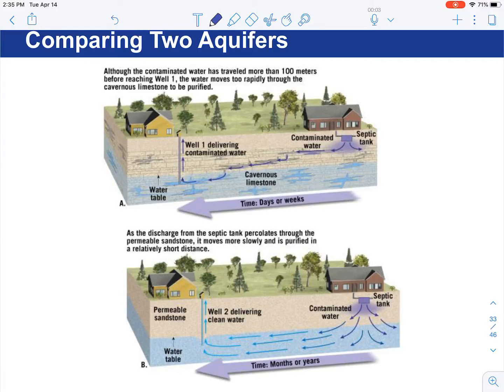So we call that point source pollution because we know exactly where the pollution originated, here in the septic tank. And that contamination can travel within the entire aquifer, which can be really scary.